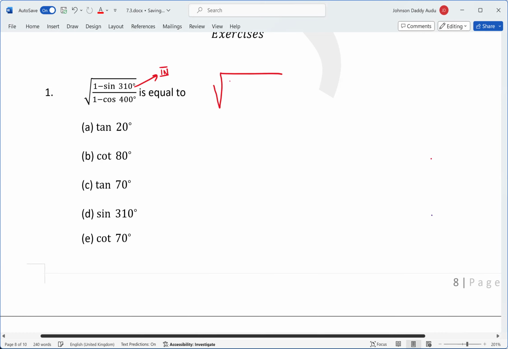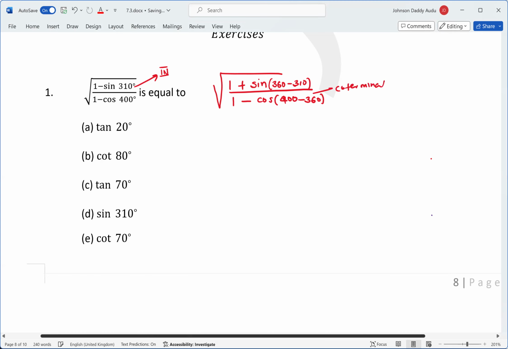So this will be the same as 1 plus sine of 360 minus 310 over 1 minus cosine of 400 minus 360. Yes, here now we are using what? Coterminal. And here we are using reference.